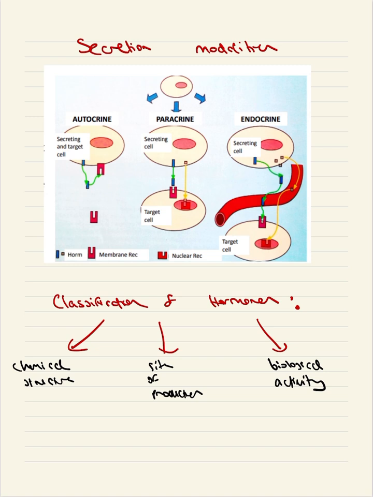So we did see the secretion modalities, right? So basically we have the endocrine secretion. This is the whole idea. And basically we also need to classify hormones and understand what hormones are. So a hormone is a messenger, as we said, and we have to classify them. We can classify them upon their chemical structure, upon their site of production, or upon their biological activity.